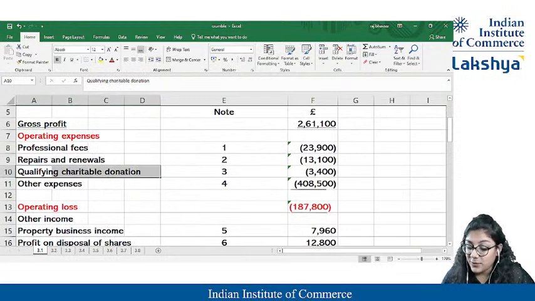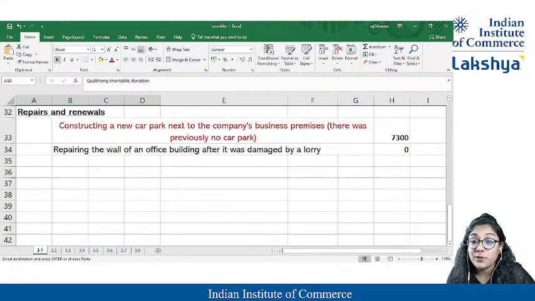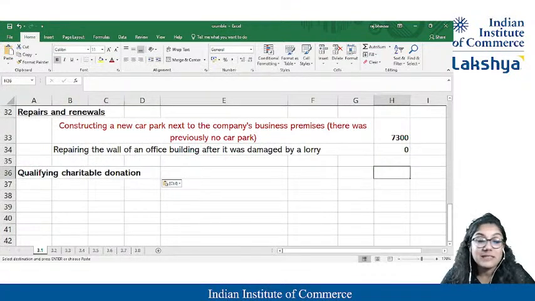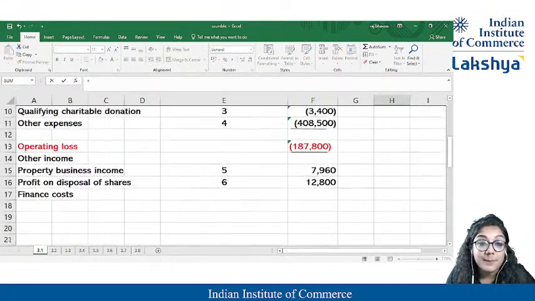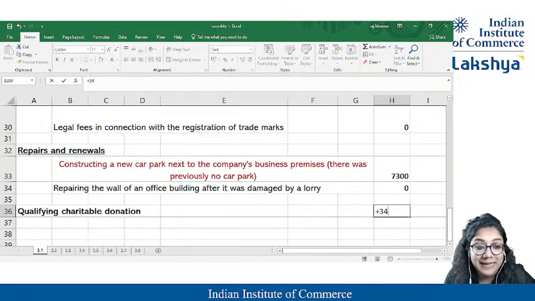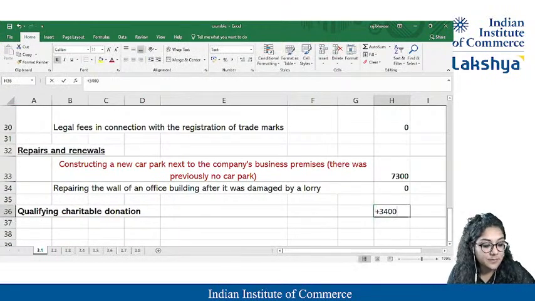Ma'am, qualifying donation, guys. You should remember qualifying donations. Ma'am, over here, we always have to disallow this. But at the end, now, ma'am, I can allow it. Yeah. So what is the amount, students? It is 3400. Please add on 3400. So now it is not minus. It's to be added. 3400 is added. So 3400 is to be shown. Cool? Did we get this?